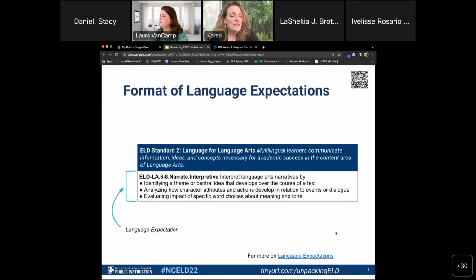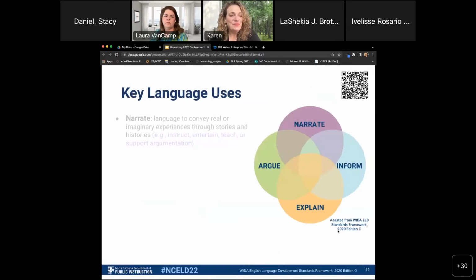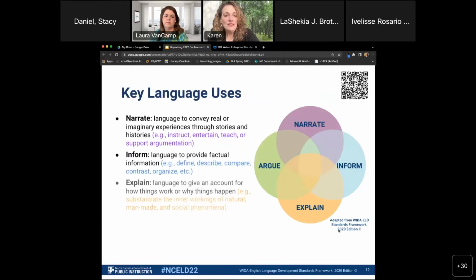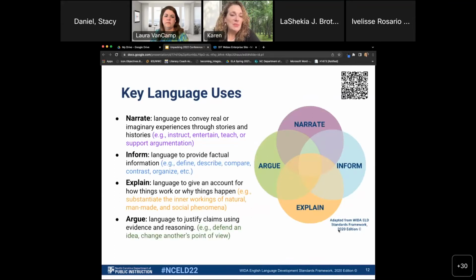So let's unpack the format. The ELD stands for English Language Development. LA here refers to the language of language arts. The grade span is 6-8, and the key language use is narrate. Then the mode is interpretive, and we'll go into that more in depth later. Here we have our key language uses: narrate, inform, explain, and argue. So in all of our unpacking, we are going to be using these language uses to unpack the standards and be able to integrate that content and language.